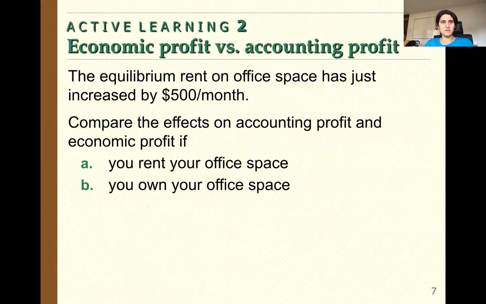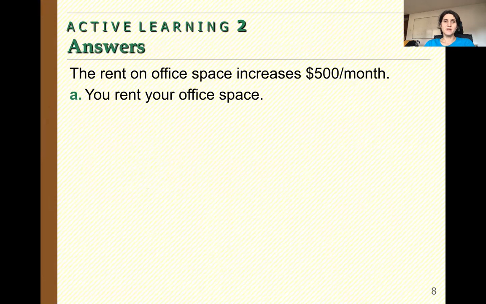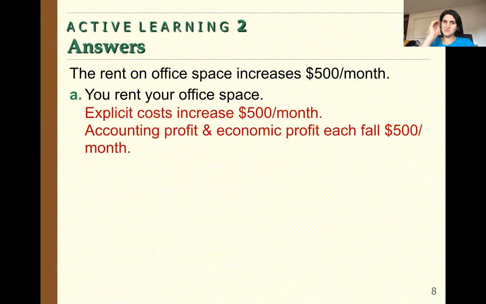Okay. So the equilibrium rent on office space has just increased by $500 per month. Compare the effects on accounting profit and economic profit. If you rent your office space, explicit cost increases by $500 per month. Accounting profit and economic profit each fall $500 per month.